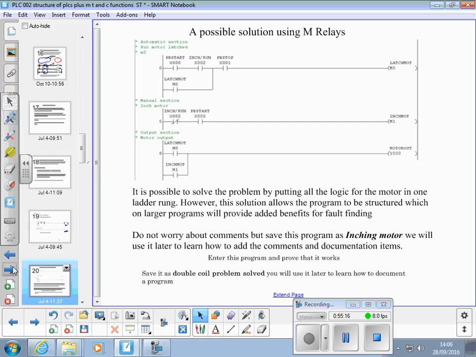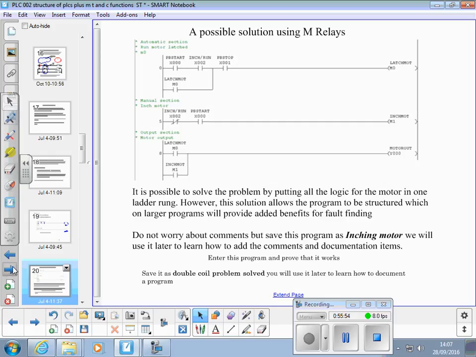You could solve the problem by putting all the logic for the motor in one ladder rung. However, this solution allows the program to be structured on larger programs, and will provide added benefits for fault finding. Because what I tended to do was have all my outputs in one section right at the end of the program. So you can look at multiple outputs in one place and have all the logic that controls them up at the start. So it allows you to structure and simplify your program, make it more understandable, so you can interrogate it in stages when you want to fault find.